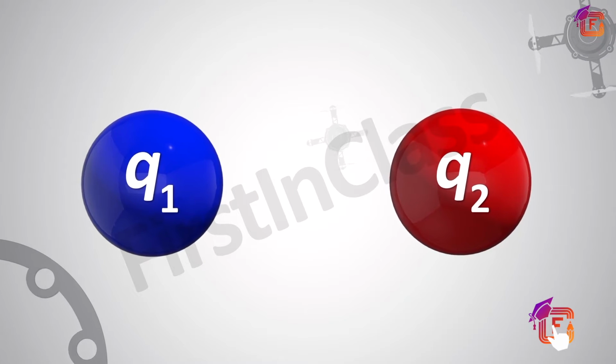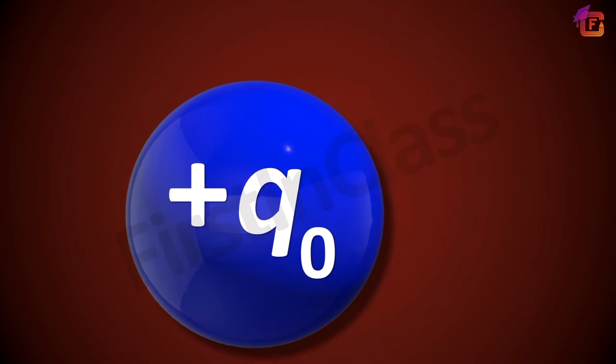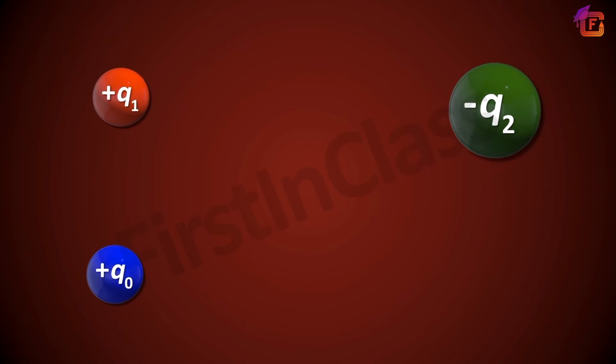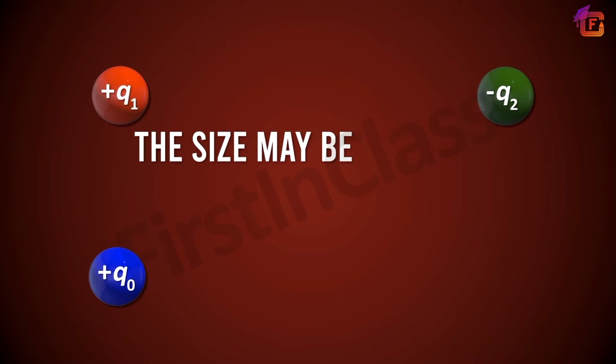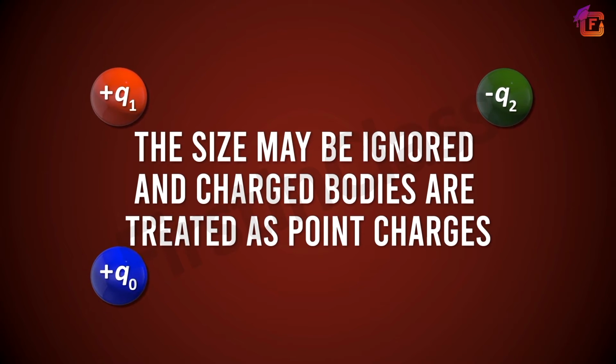But first, it is important to understand what point charges are. When the linear size of charged bodies is much smaller than the distance separating them, the size may be ignored and charged bodies are treated as point charges.